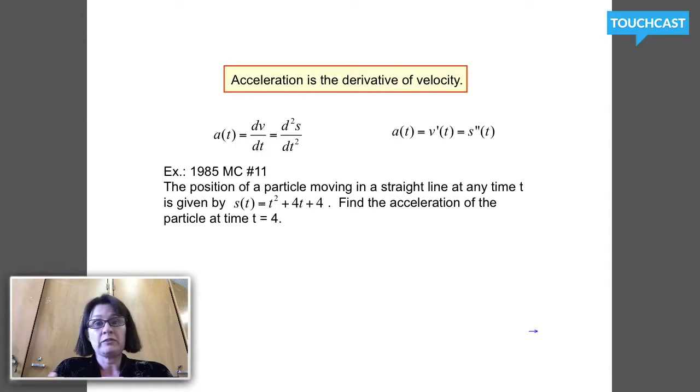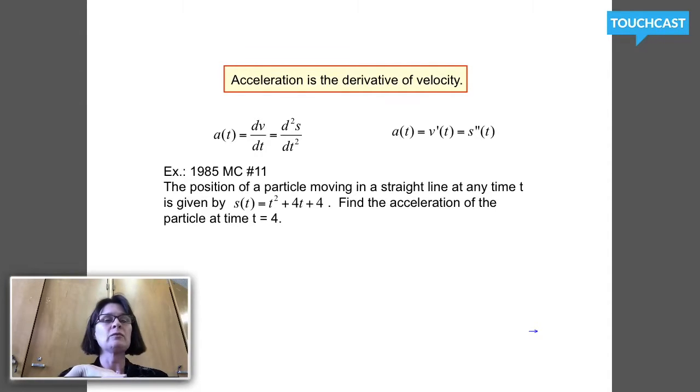What's the rate at which your velocity changes? Well, we call that acceleration. And that turns out to be exactly the derivative. The derivative of velocity is acceleration. So, acceleration is the derivative of velocity. But velocity was the derivative of position. So that means acceleration is the second derivative of position.